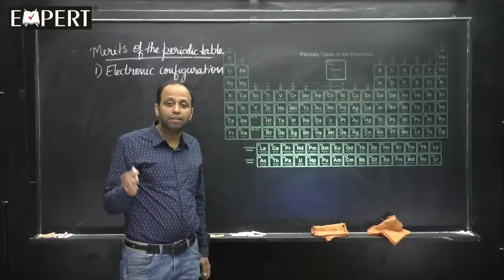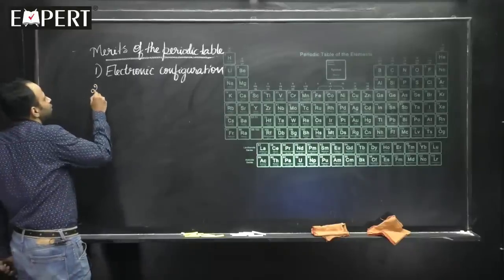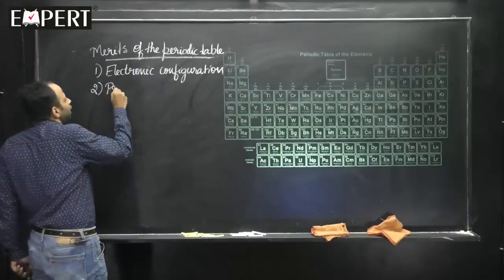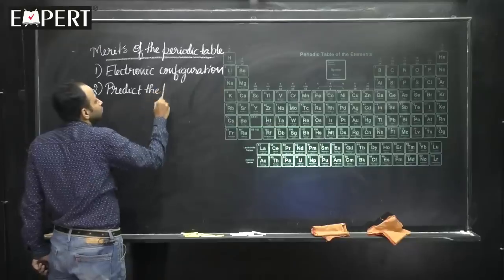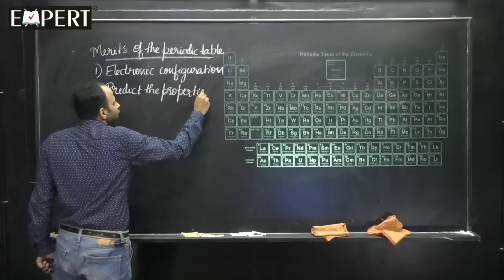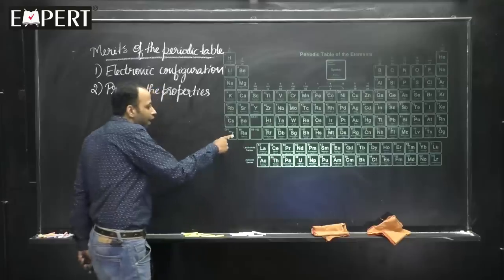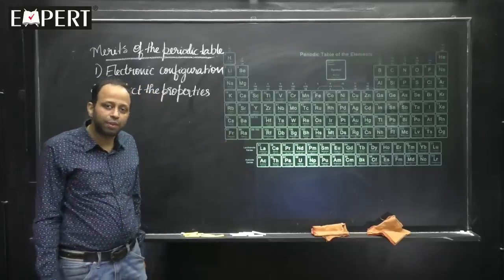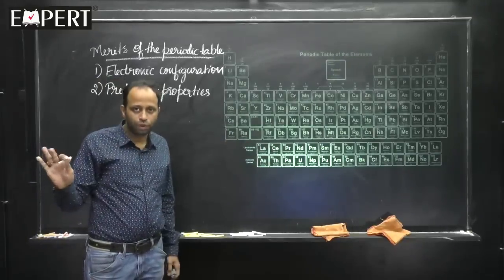So, what is the thing? You can tell the reason, and secondly you can predict the properties. You can predict the properties. Now, our periodic table has ended here. I can predict the property which comes below that. I can say it will not be stable, that is true, okay, that is true.